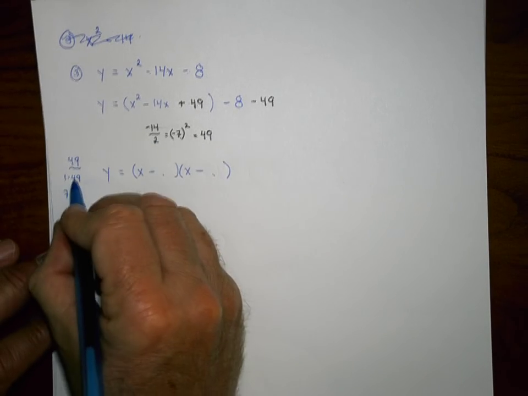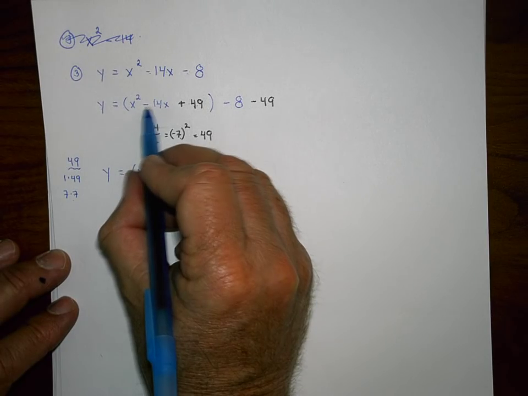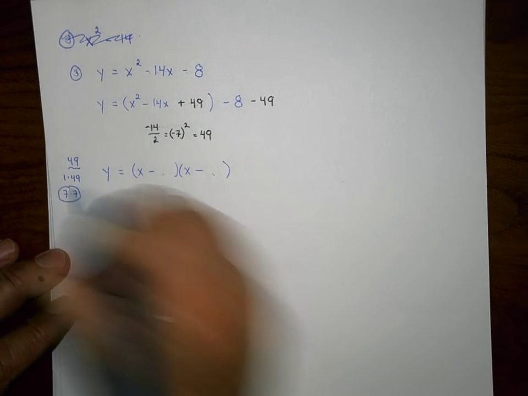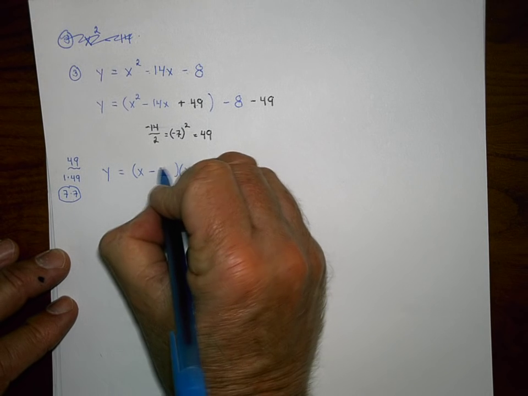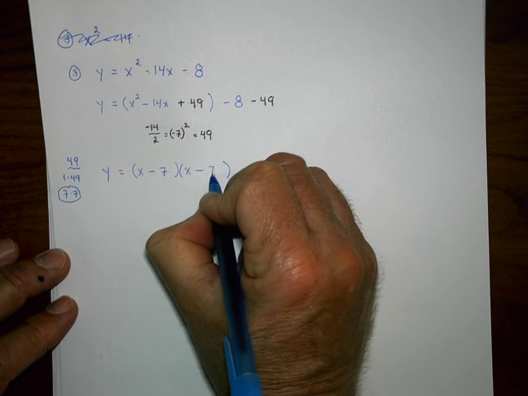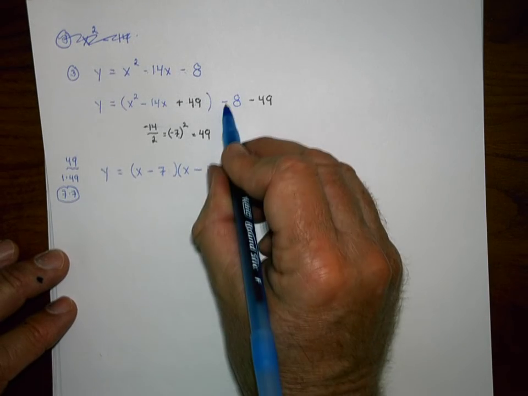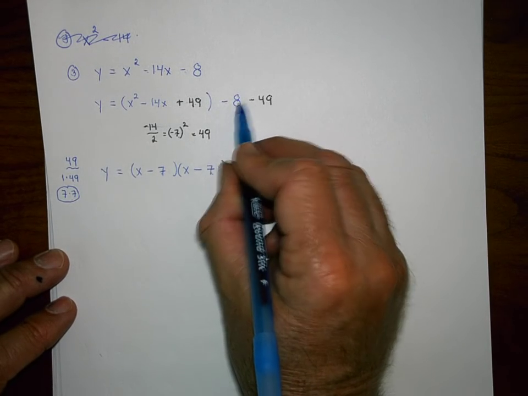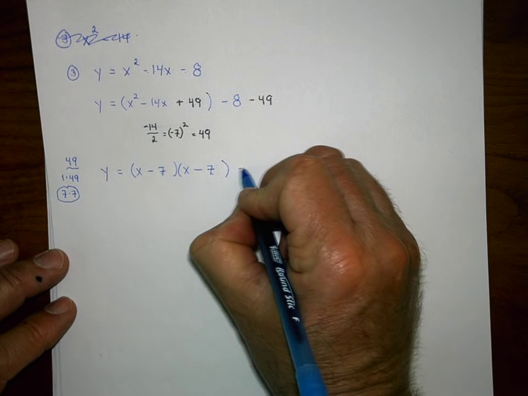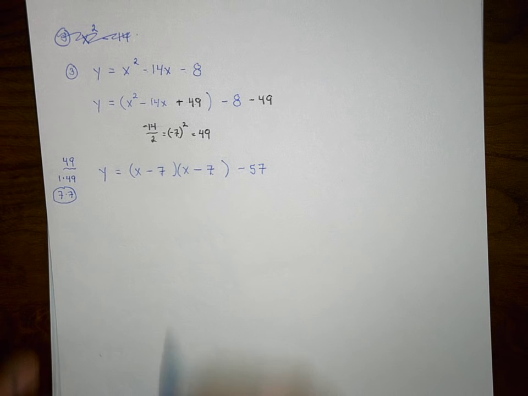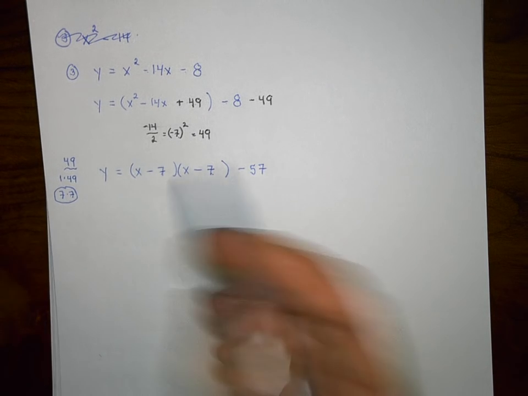Which one of those pairs can I add or subtract together to make negative 14? Well, it's 7 and 7. And they're both minus, so I know it's going to be x minus 7 and x minus 7. And then outside both parentheses, what is minus 8 minus 49? That would be minus 57 or negative 57, depending on how you look at it. Okay, am I done yet? No. What do I have to do?